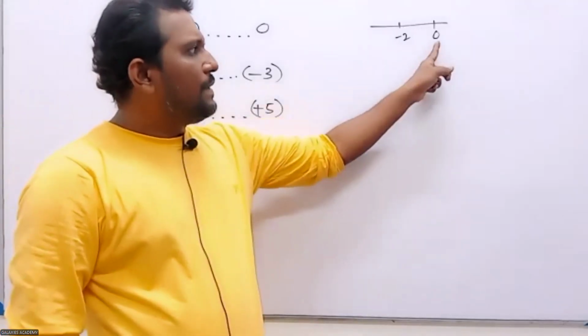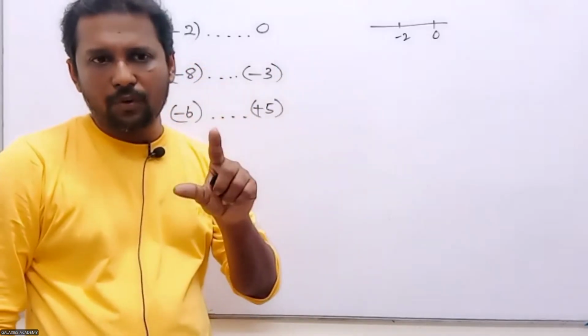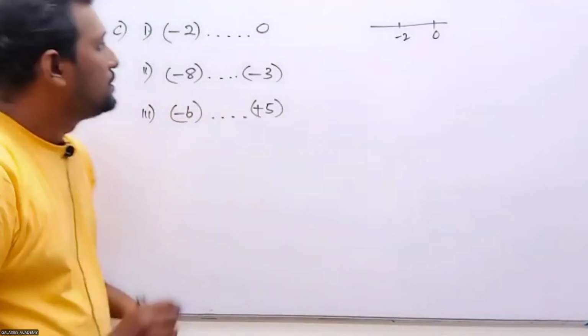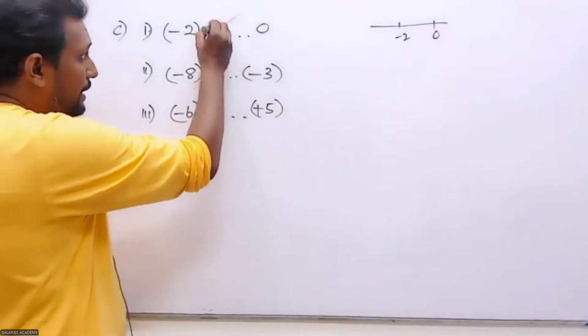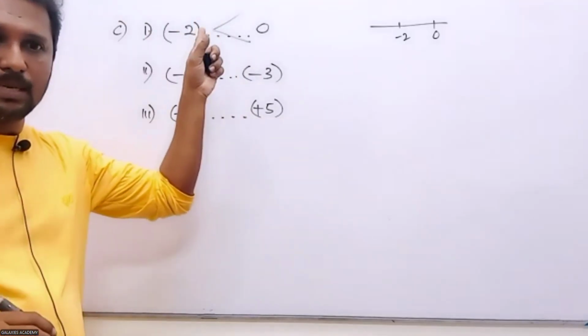So what is the larger value? 0. So you have to open the mouth of the inequality sign towards the larger value. So you have to open the mouth of the inequality sign towards 0. This is the first answer.